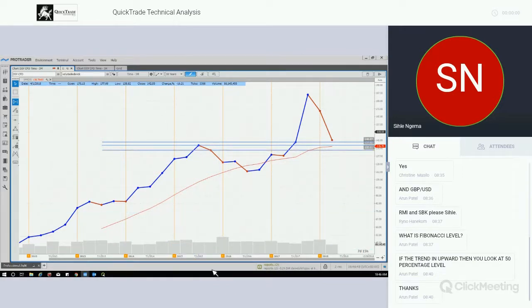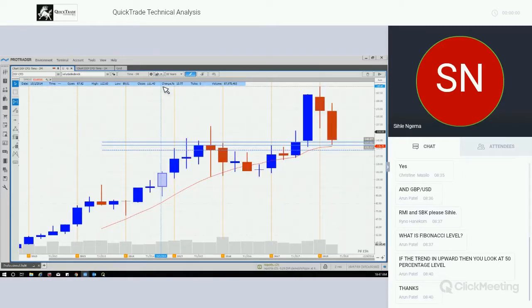So I want us to focus more on where the price is right now. The price is not here. So I'm going to make this one a dotted line so that we don't focus a lot on it, because I mean that's not where the price is right now. Let's go back to our candles.